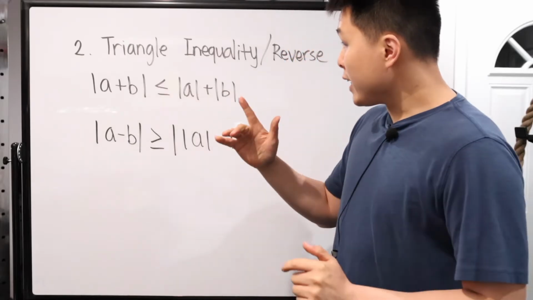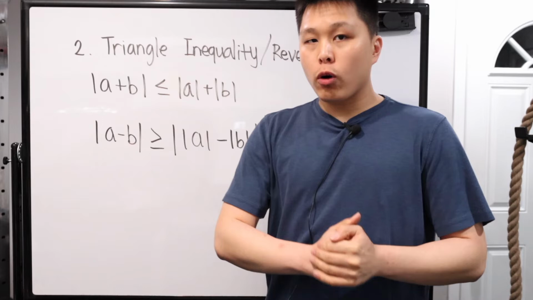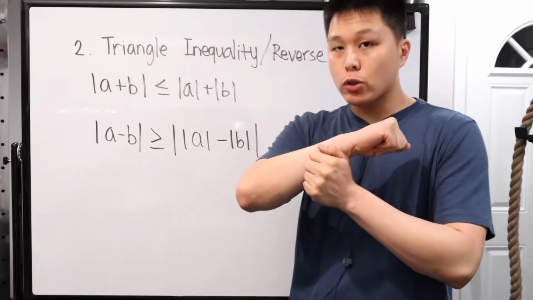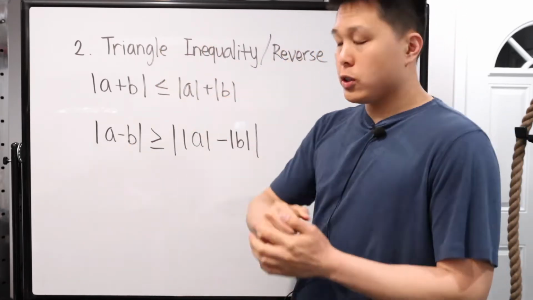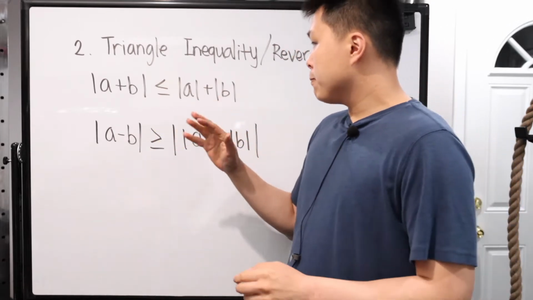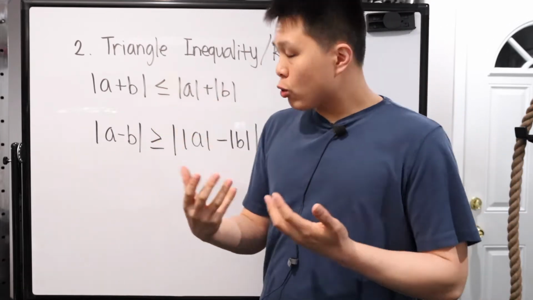Alright, so for our second property, it's called the triangle inequality, and there's two variations. There's the regular triangle inequality, and then you have the reverse triangle inequality. The top one right here is the triangle inequality. The bottom one, you can guess, is the reverse triangle inequality. Now, when you look at the statement, actually it sort of makes sense.